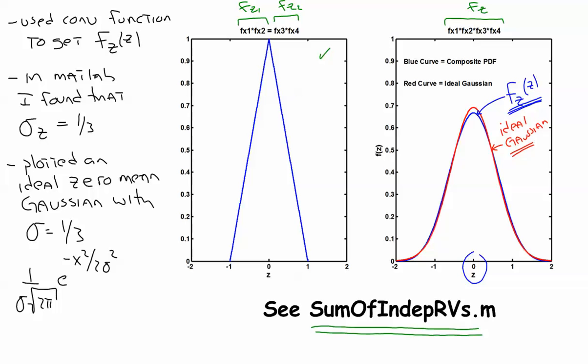All right. Again, for you to really understand what I'm doing here, I need you to download and study the steps in that sum of independent random variables M file. Let's extend this concept and formalize it a bit. There's a thing called the central limit theorem.